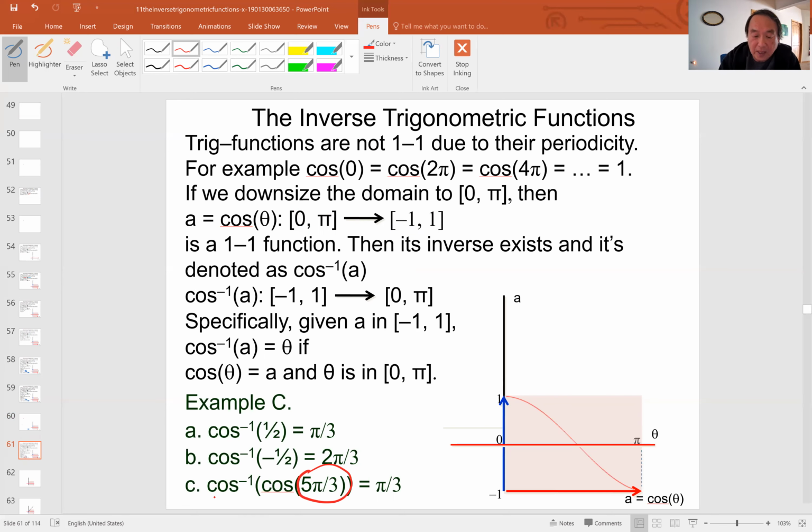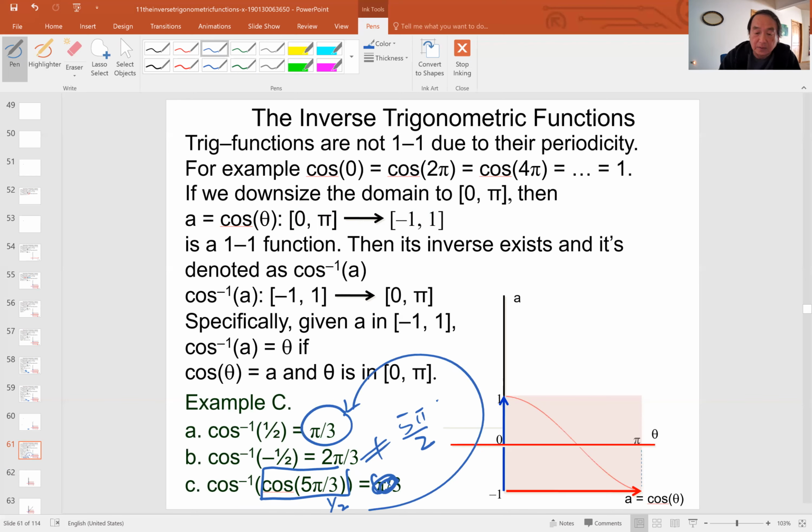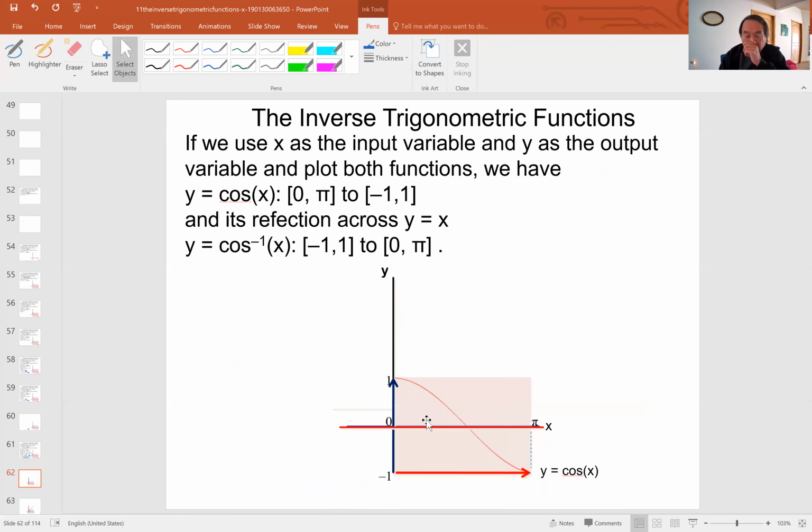You have to be a little careful, because if I just give you the question, what's cosine inverse of cosine of 5 pi over 3, it is not 5 pi over 3. Cosine of 5 pi over 3 is 1/2, and cosine inverse of 1/2 takes it back to pi over 3, so it's not 5 pi over 3. Okay, notice that because of this restriction.